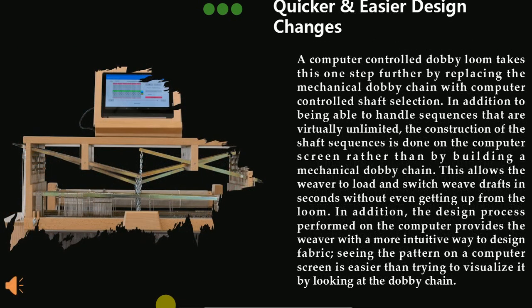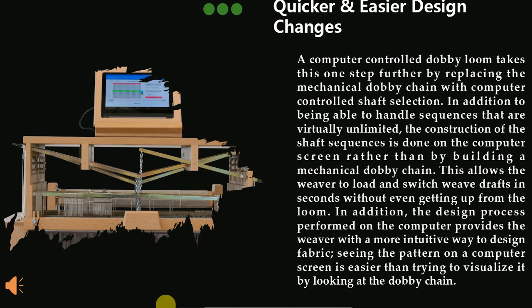A computer-controlled dobby loom takes this one step further by replacing the mechanical dobby chain with computer-controlled shaft selection. In addition to being able to handle sequences that are virtually unlimited, the construction of the shaft sequences is done on the computer screen rather than by building a mechanical dobby chain. This allows the weaver to load and switch weave drafts in seconds without even getting up from the loom.